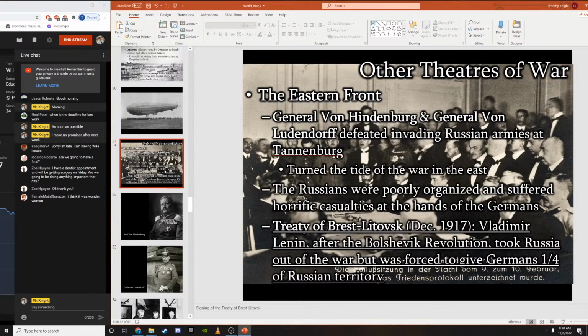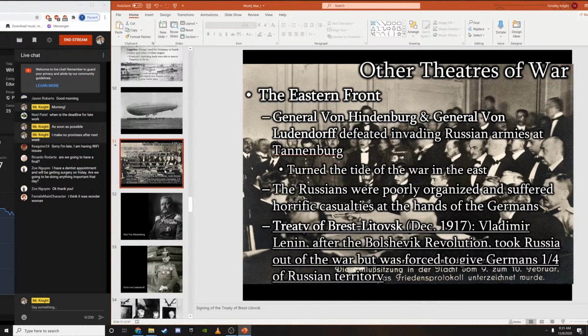And so in order to get out of the conflict, Vladimir Lenin, after the revolution took place and he was in control of government, signs a treaty known as the Treaty of Brest-Litovsk with the Germans. And what this did was it got Russia out of the war, but at a major cost to Russia, because they had to give up about 1/4 to 1/3 of their western Russian territories over to the Germans.